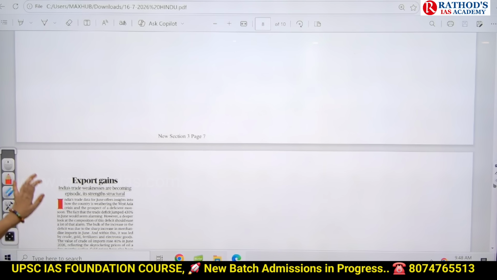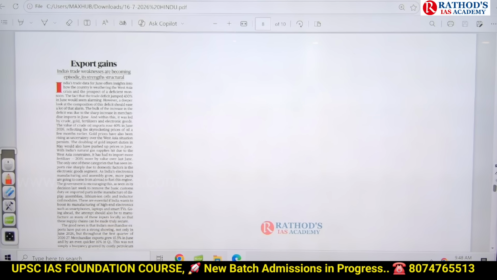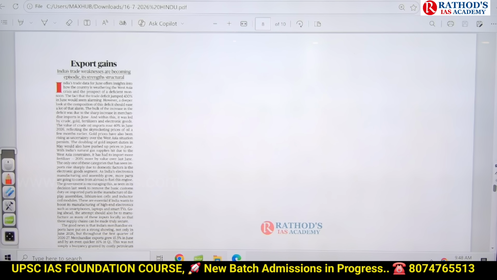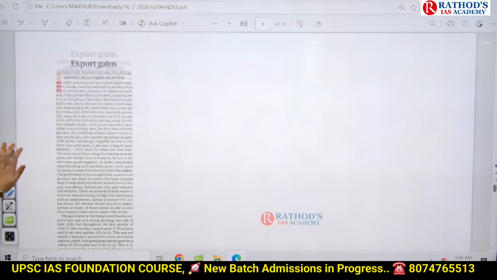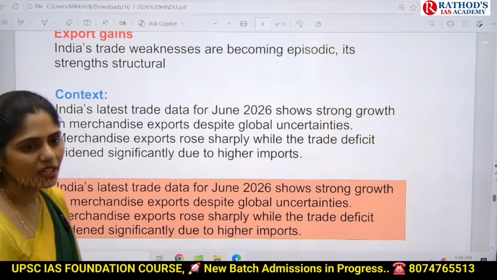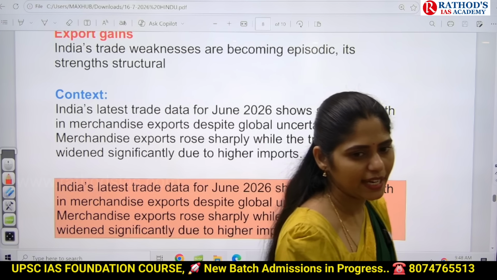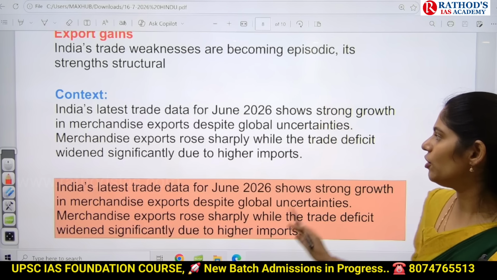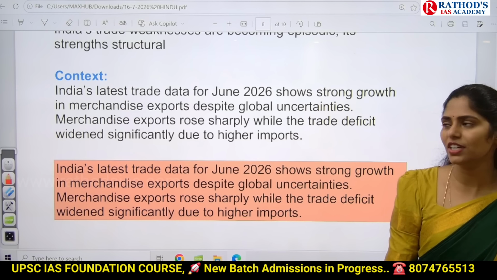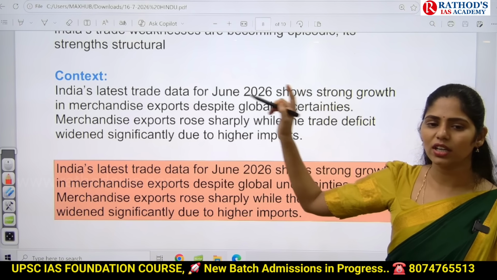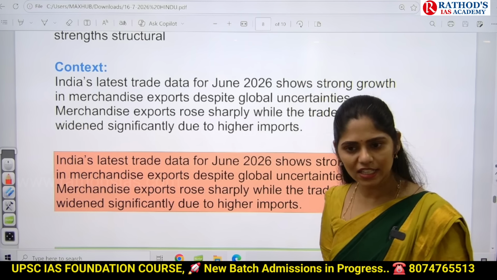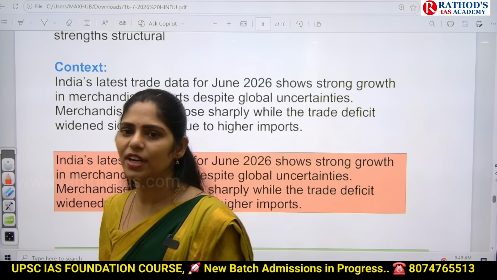Okay, see this article, guys. Export gains: India's trade weaknesses are becoming episodic, its strengths structural. This article is talking about India's overall trade. Trade includes exports as well as imports. The recent trade data for the month of June 2026 says that there are strong Indian exports. But the problem is that global uncertainties are there, and even there is a trade deficit.